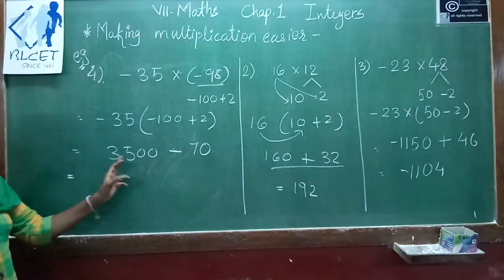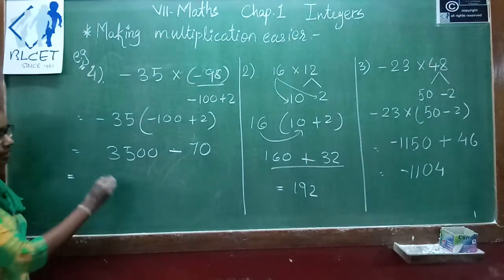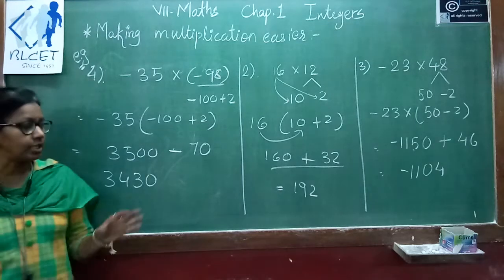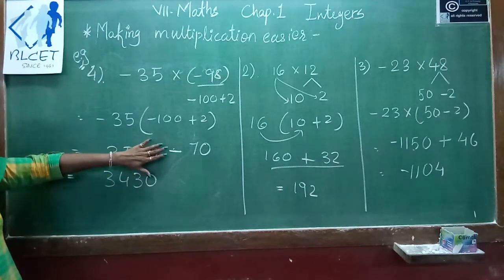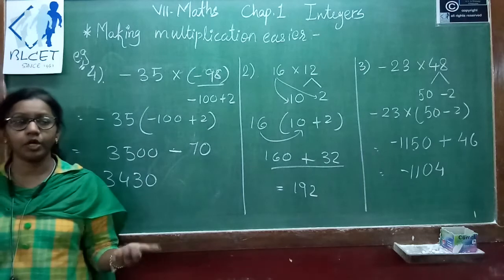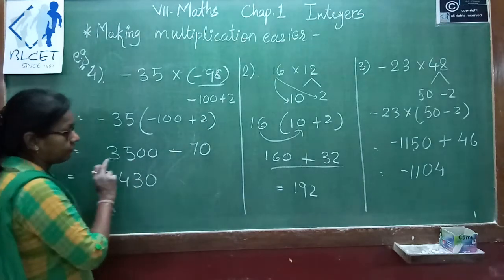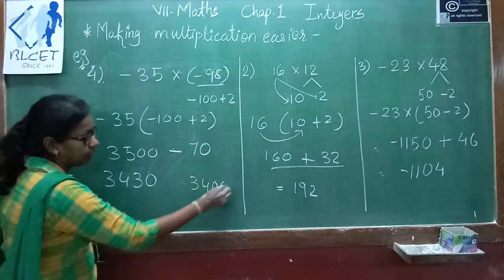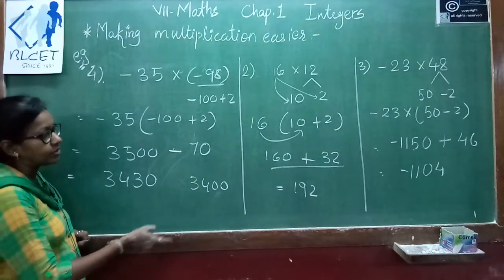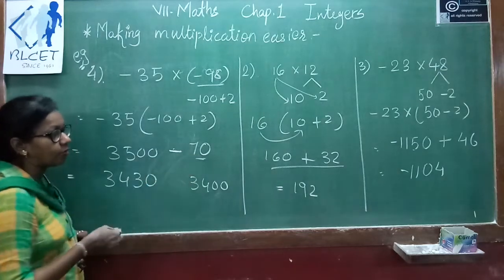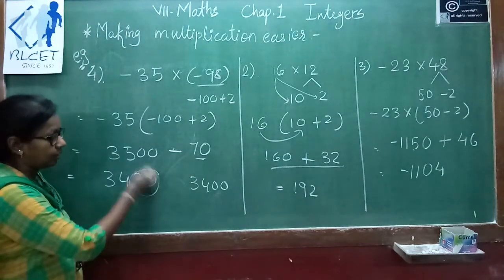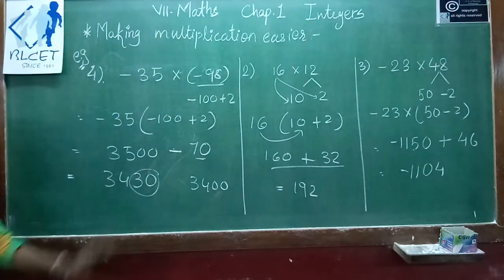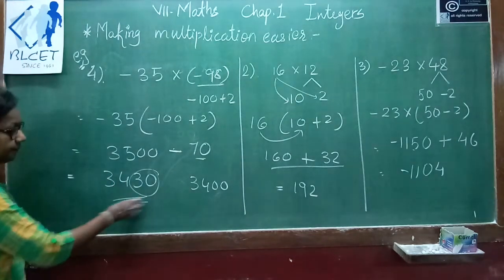Okay, now 3500 minus 70, what is the answer? 3430. Very simple calculation. If you subtract 100 from 3500, what is your answer? 3400. In the question we have to subtract only 70. So how much more have we subtracted? 30. So that you have to add over here. So 3430 is your answer.